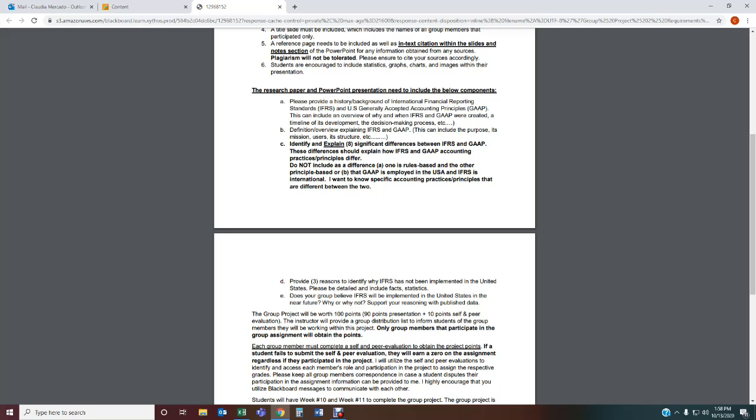And then, does your group believe IFRS will be implemented in the United States in the future? Why or why not? Then support your reasoning with published data. Why does your group believe, yes, it's going to be implemented in the next 5 years, or no, we don't foresee it ever being implemented? I want to know. It's not "I just think." No. Why do you think?